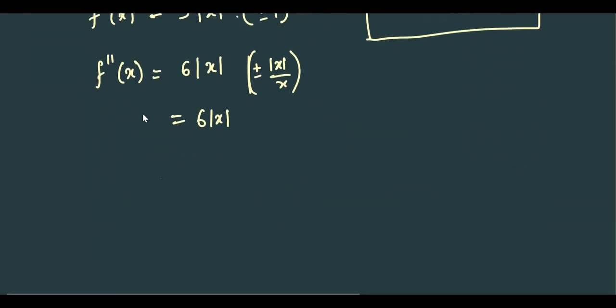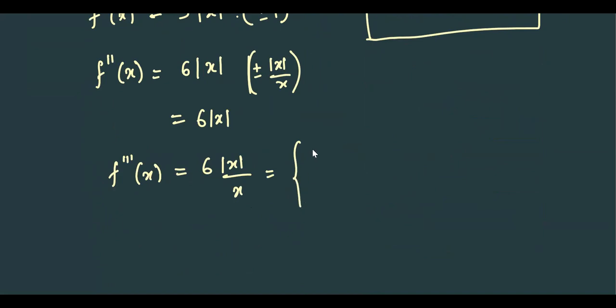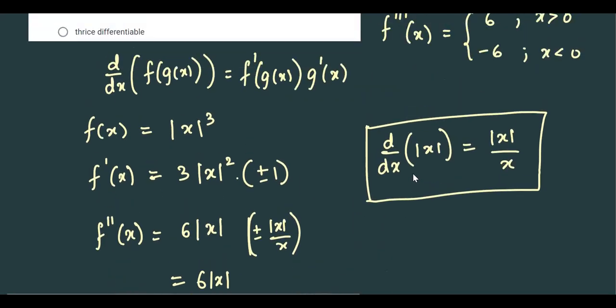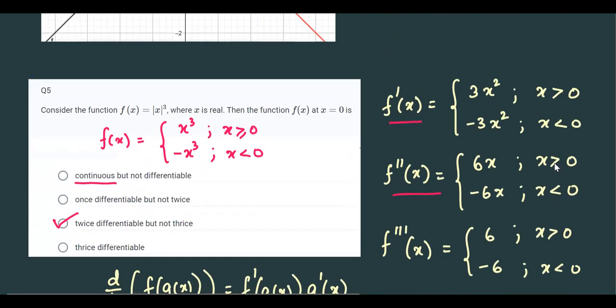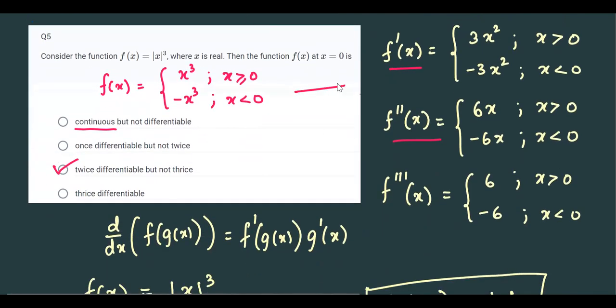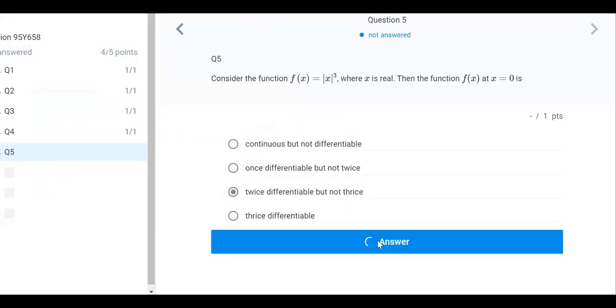Now f triple dash, six into the derivative of mod x, which is mod x by x. This will be 6 into 1 and 6 into minus 1. So third derivative does not exist. Okay. The easiest way is what I have explained here without any confusion. If you have a mod, split between left and right, and then you can do it. So this is the answer. Just 3 more questions, short. We'll quickly finish.